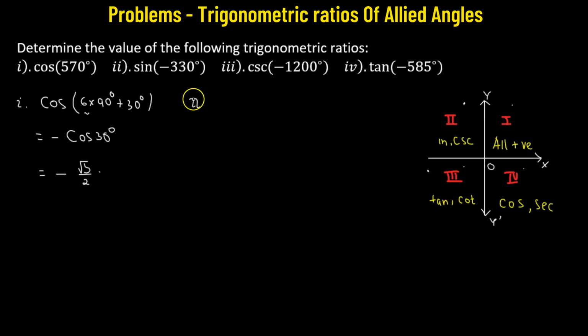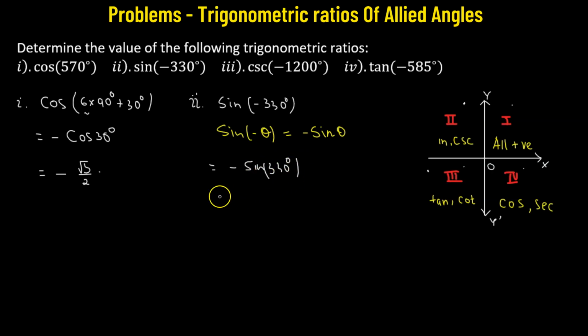Moving on to the second problem. Now we have sine of negative 330 degrees. We'll have to use the fact here: whenever we have sine of negative theta, then the trigonometric ratio expressed in terms of its allied angle theta will be negative sine theta, which means that we will have negative sine 330 degrees.